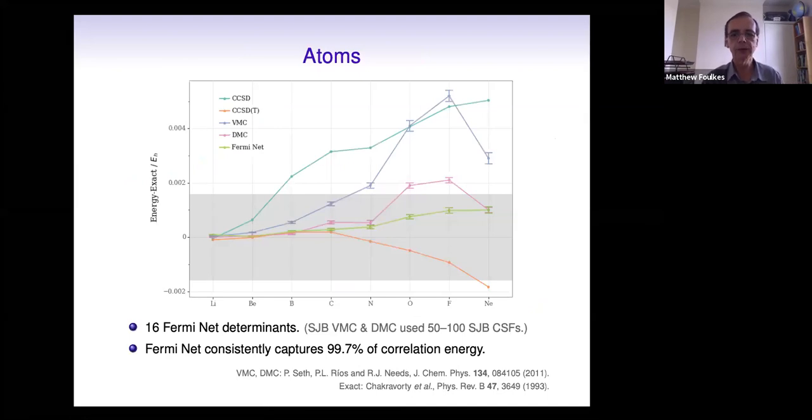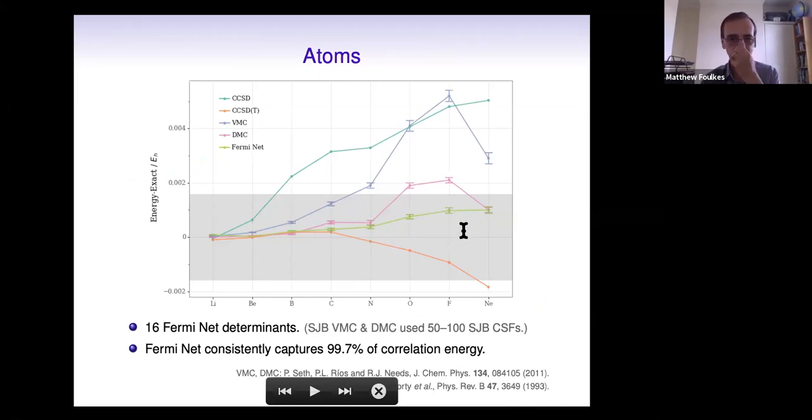Here's some atoms done with more determinants. This is 16. Our Fermi Net results are the green ones, which are the best ones here. 0 is experiment. Most of the other data are coupled cluster, which is what quantum chemists regard as the best method they have that will scale to larger systems. And then there's variational Monte Carlo conventionally done, and diffusion Monte Carlo, which is the method that gets us the best results we can get for solids, bar perhaps one other Monte Carlo method slightly better. So we're consistently getting 99.7% of the correlation energy in these little atoms.